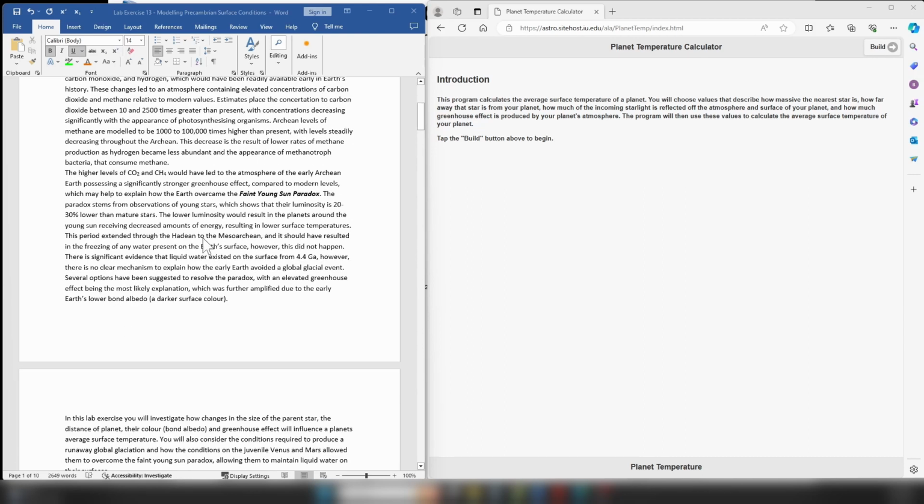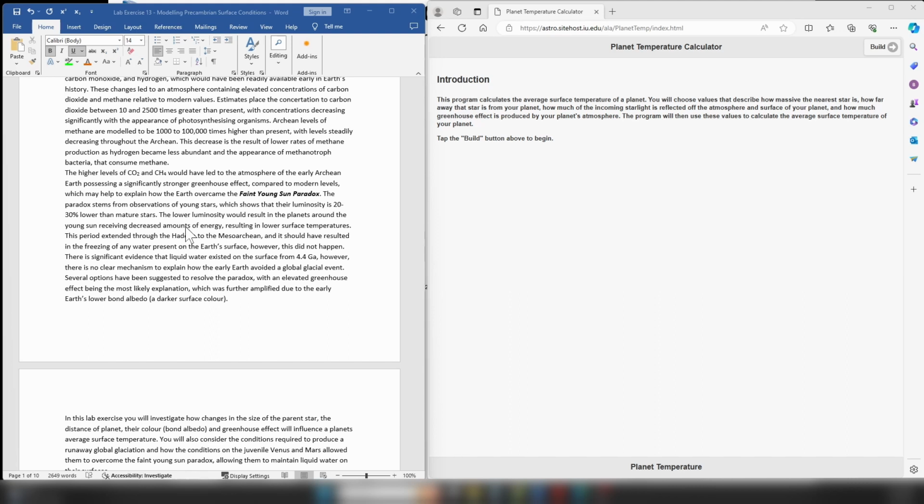Okay, so this elevated greenhouse effect that was very likely present during the Archean especially may help to explain a bit of an issue that we have with the Earth's early history. Now, we know that juvenile stars tend to have a lower luminosity versus mature stars, and they're typically 20 to 30% less bright than mature stars. So this obviously means planets like Venus and Earth and Mars in the early portions of the solar system's history will have been receiving less energy from the sun.